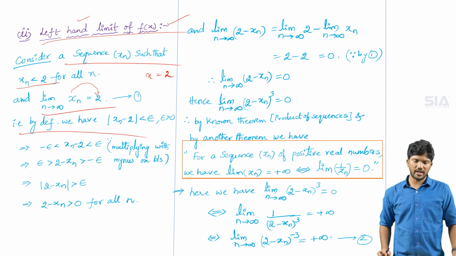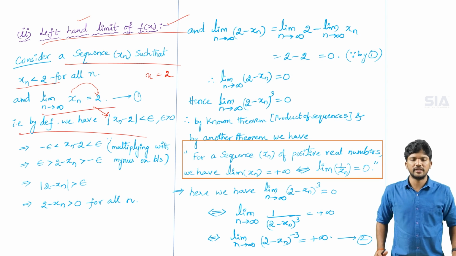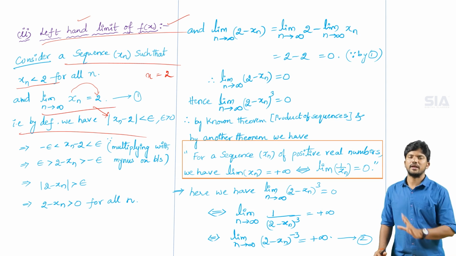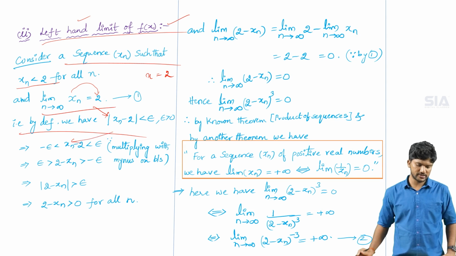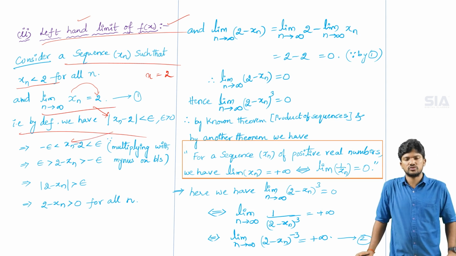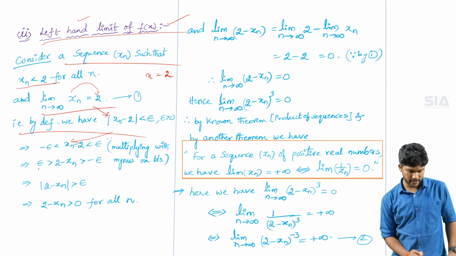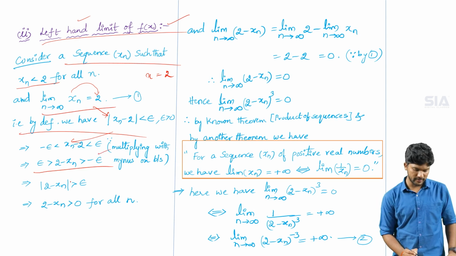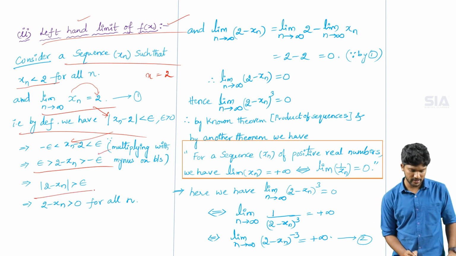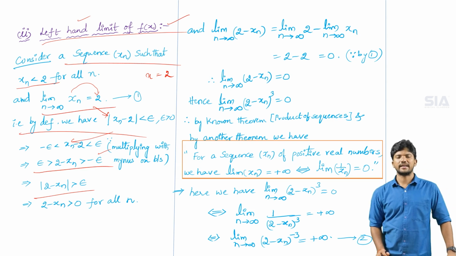By the definition we have, for equation number 1, we can write mod xn minus 2 less than epsilon whenever epsilon greater than 0. Okay, so here if you simplify the mod value, minus epsilon less than xn minus 2 less than epsilon, and multiplying with minus on both sides, you will get epsilon greater than 2 minus xn greater than minus epsilon. Same value here also we are getting, plus epsilon, minus epsilon. Same value we can apply modulo, mod 2 minus xn greater than epsilon.